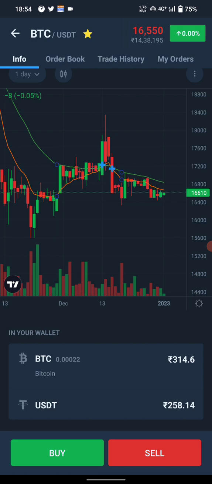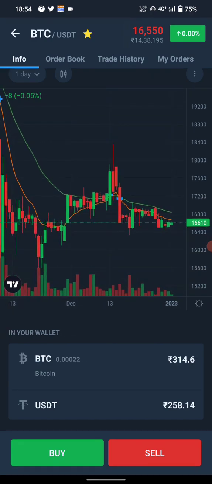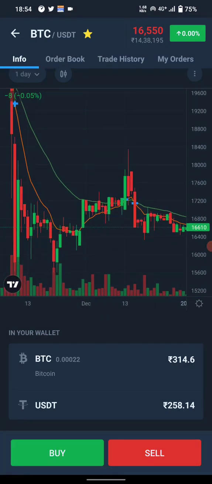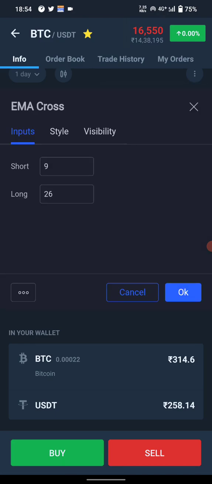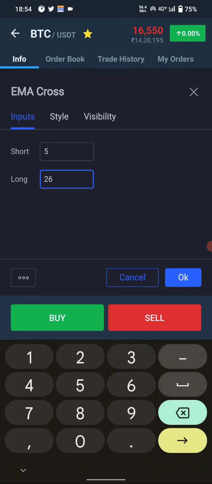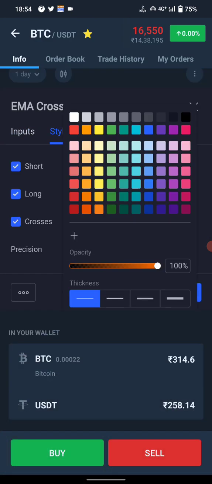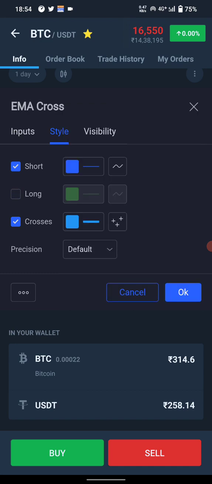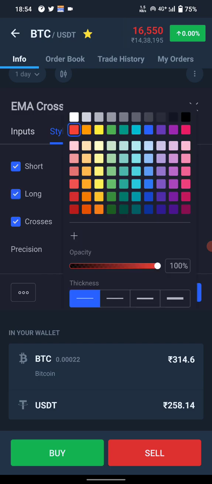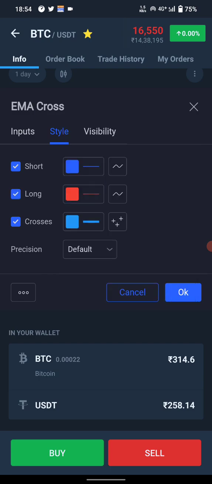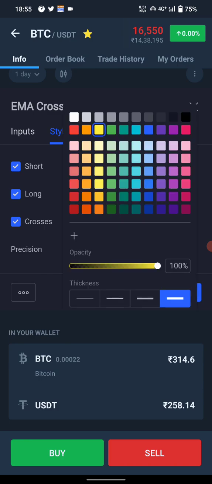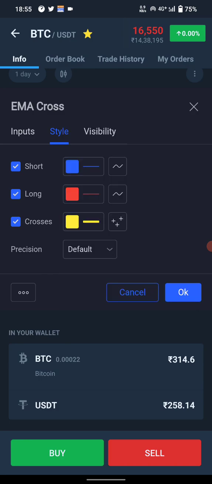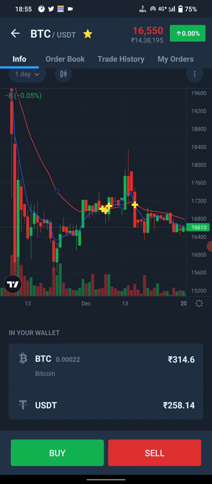For our flexibility, let me use these candlesticks for 5 and 20, and the style must be this. Short is blue, nothing but the 5 period, and long is red. And for the crosses, yellow. Yes, good, we're good to go, I think. Yes, 5 and 20.